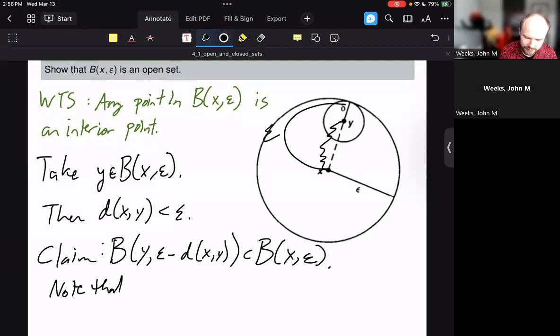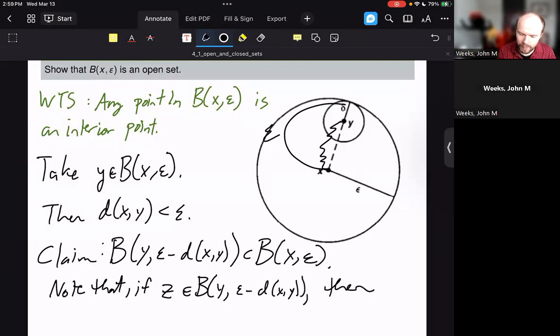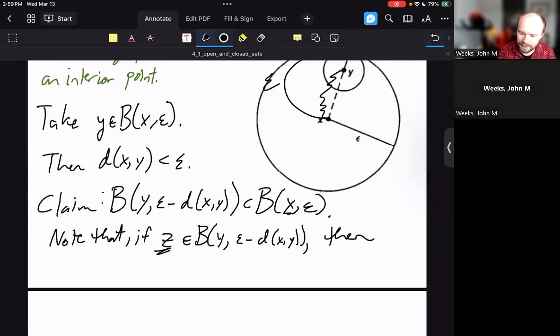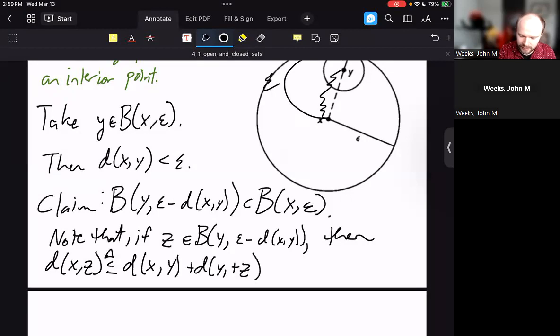Note that if z is inside of the ball around y of radius epsilon minus d(x,y), then we want to show that the distance between x and z is less than epsilon. So let's see if we can do that. The distance between x and z is less than or equal to, by the triangle inequality, the distance between x and y plus the distance between y and z. Well, we know that this is less than the distance between x and y plus, because z is inside of this ball, epsilon minus d(x,y). This is equal to epsilon.